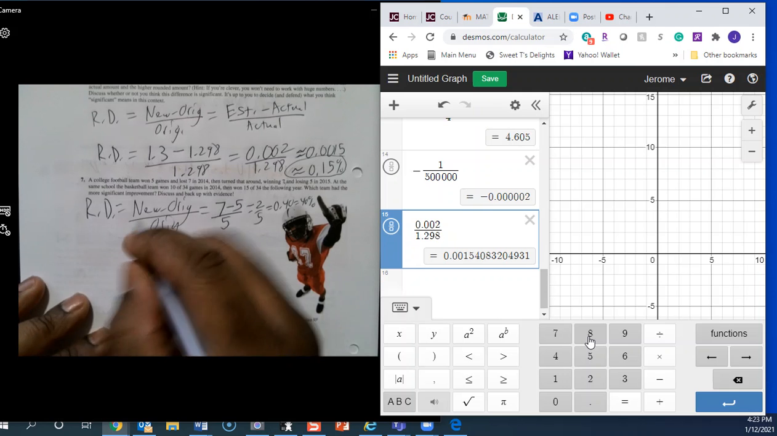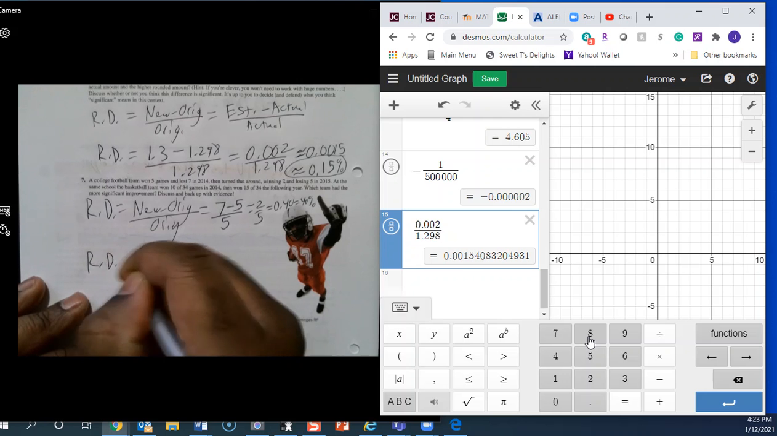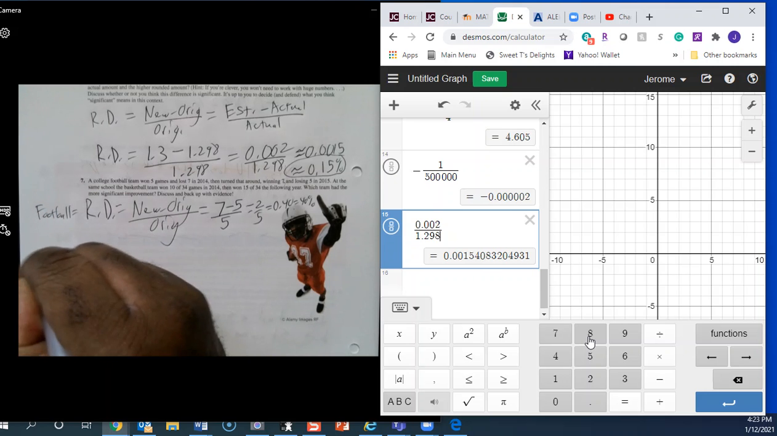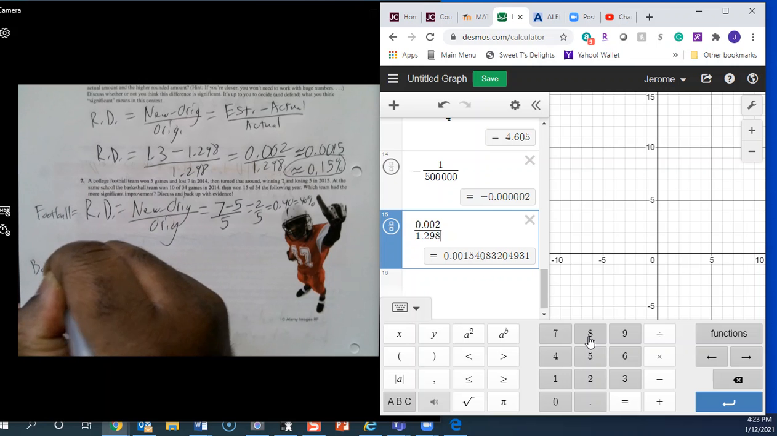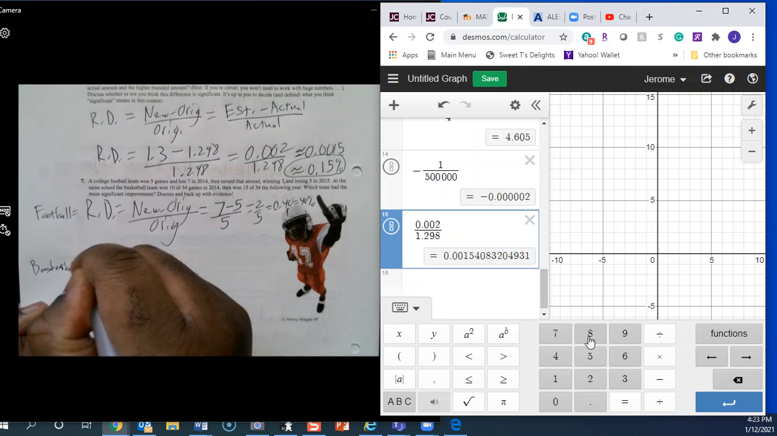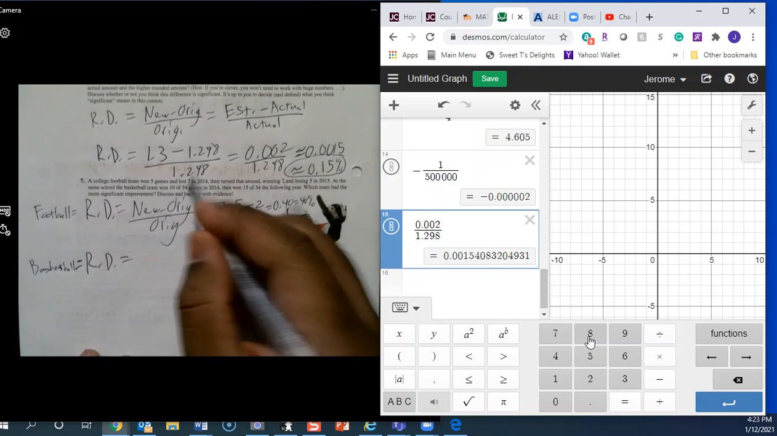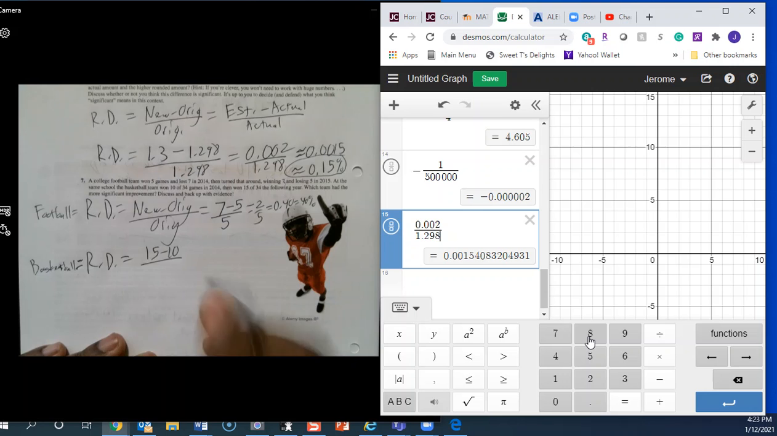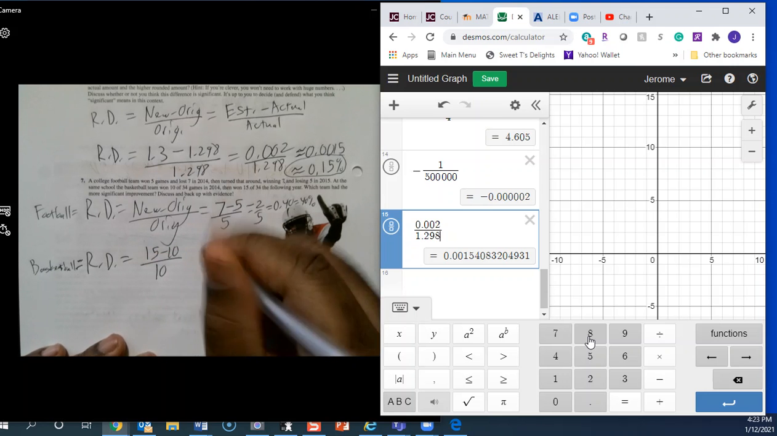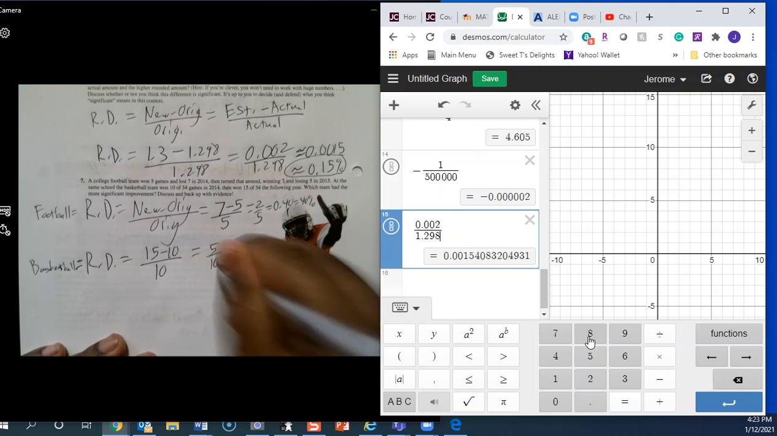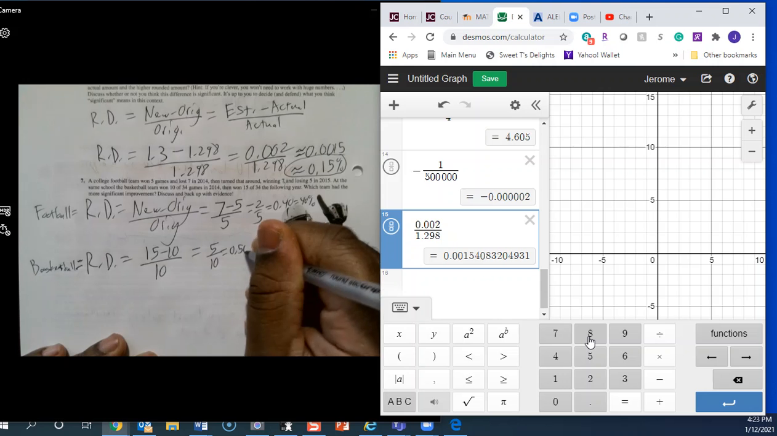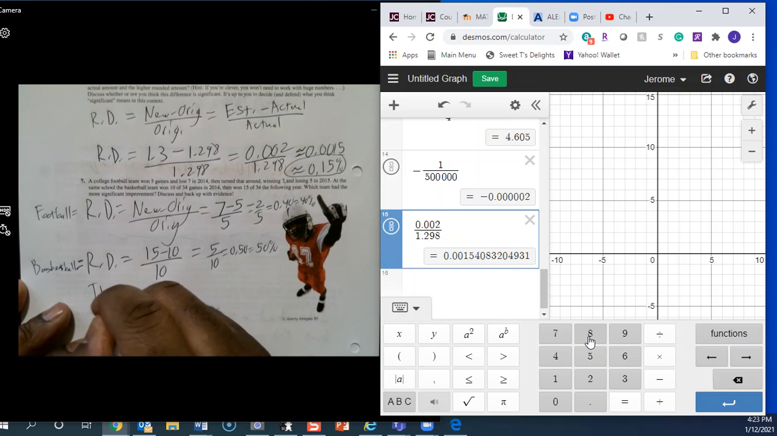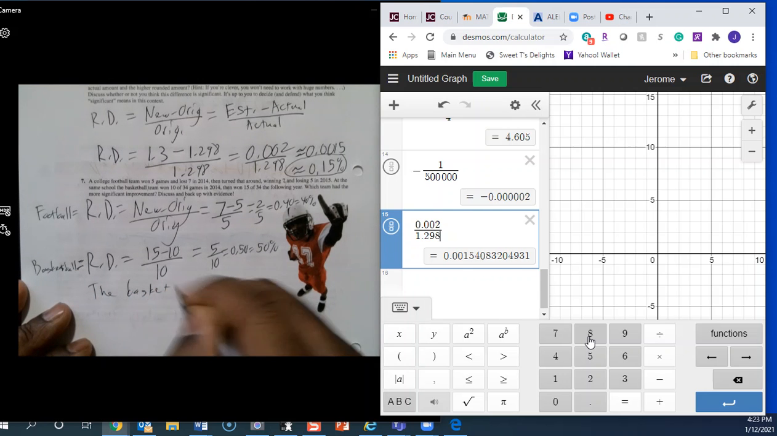Okay, now we will go to the basketball team. This is football, and this is basketball. So the relative difference, the new value is 15, the old value is 10, divided by 10. So this will give us 5 over 10, which is 0.50, which is 50%. So the basketball team did better.